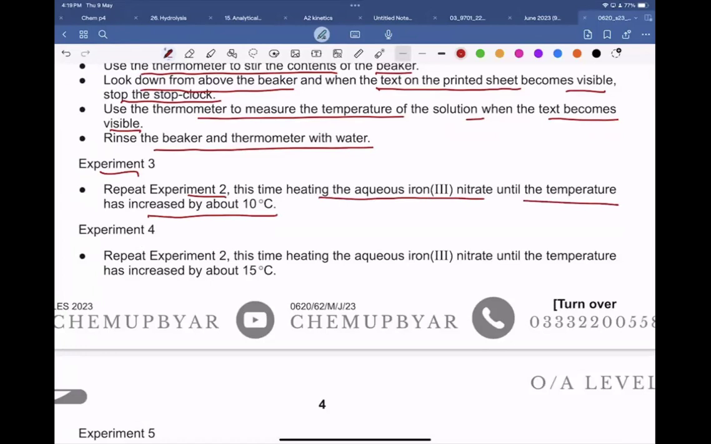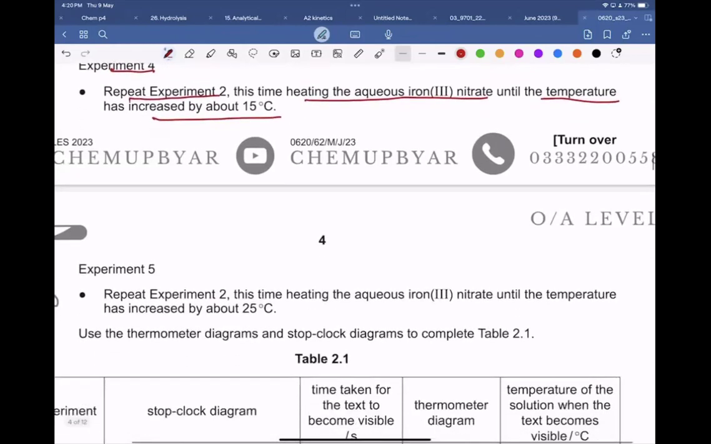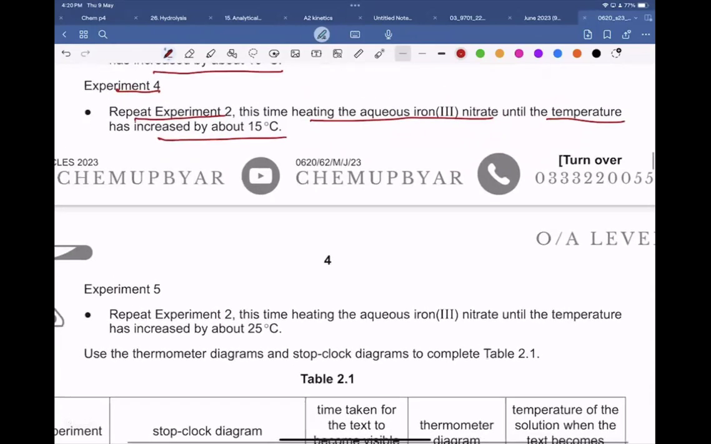So in experiment 1, it's at room temperature. In experiment 2, 5 degrees Celsius higher. In experiment 3, 10 degrees Celsius higher. In experiment 4, repeat experiment 2, this time heating the aqueous iron(III) nitrate until the temperature has increased by about 15 degrees Celsius. Now, in experiment 5, repeat experiment 2, this time heating the iron(III) nitrate until the temperature has increased by 25 degrees Celsius.